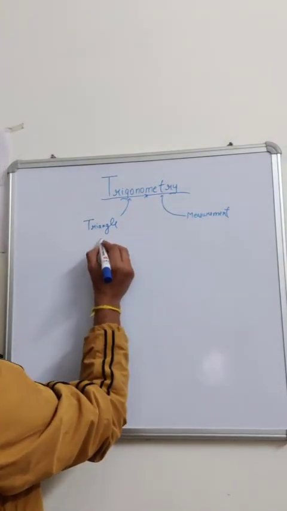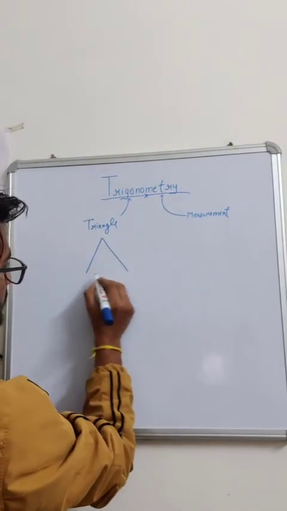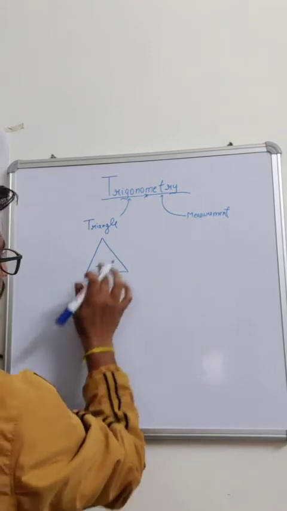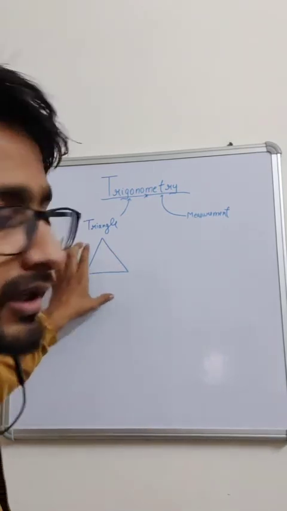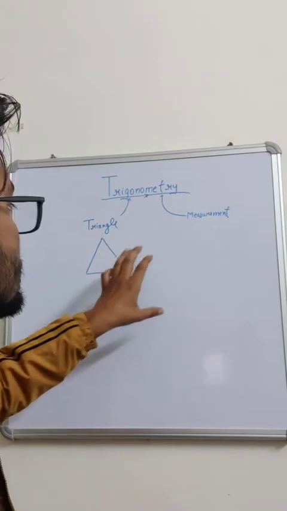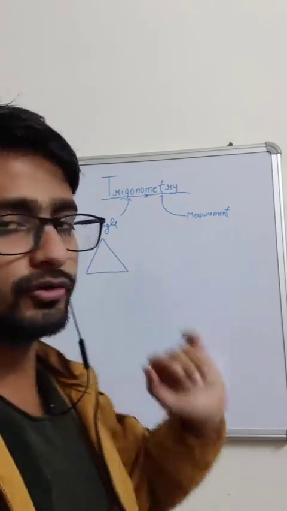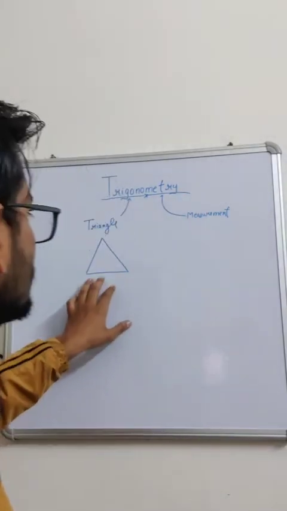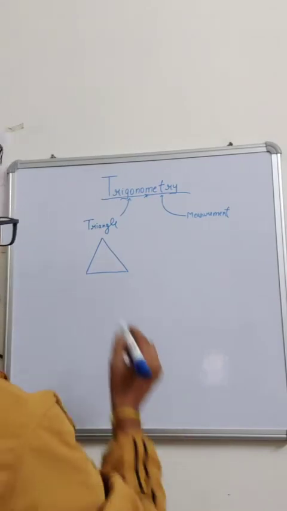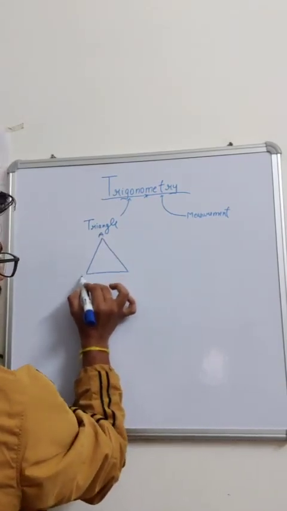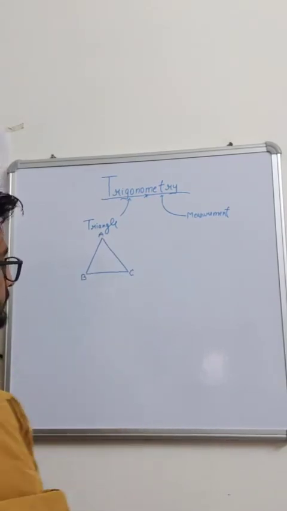So let me draw a triangle first. This is a triangle, a polygon having the least sides. As we know, there are rectangle, pentagon, hexagon and so on. So many polygons are there. So this is the polygon having the least sides. Let me give the names A, B, C.